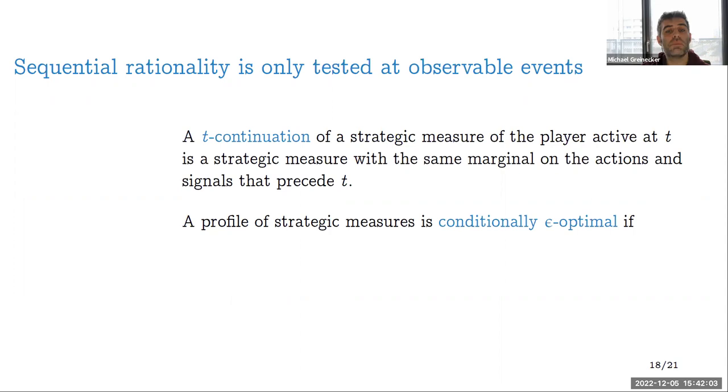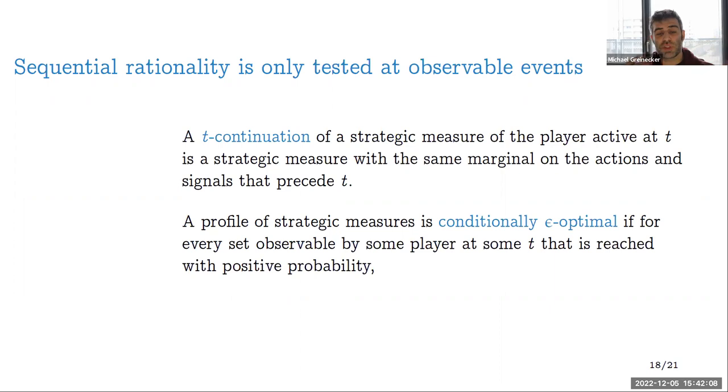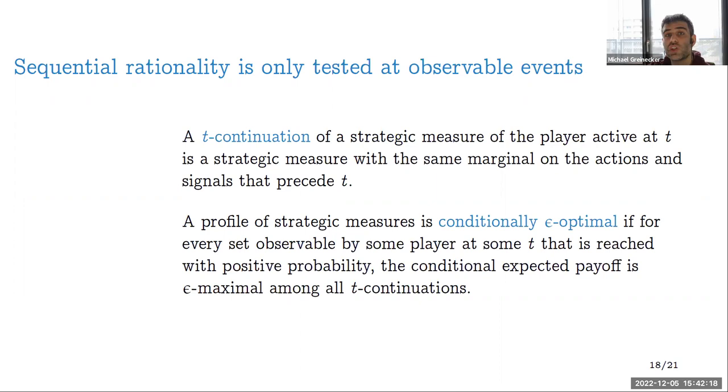And we say that a profile of strategic measures is conditionally epsilon optimal if for every observable set that is actually reached in the strategy profile at some period t, the player chooses a t-continuation that is within epsilon of the conditional optimum among all possible t-continuations. So this is just our notion of having epsilon conditional best responses, and they're well defined. The one thing that's a bit subtle is that, to make things fit together well, when we don't have strategies but strategic measures, we cannot change the probability with which an event is reached. But this makes things work.